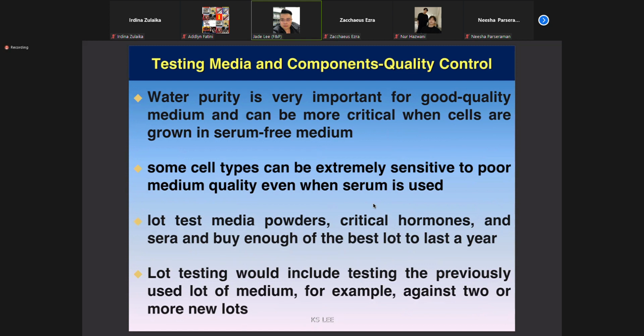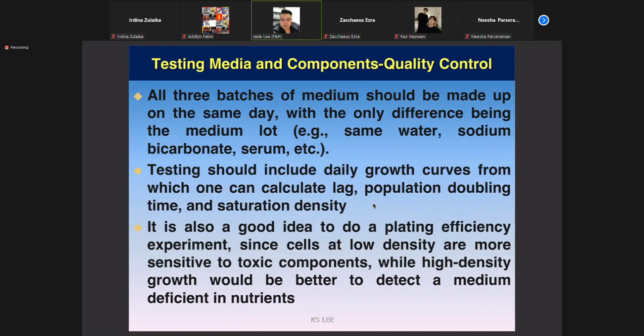Lot testing would include testing the previously used lots of the media, for example, against two or more new lots. This is very important to make sure that the media and the components can be controlled in terms of quality. All three batches of the media should also be made on the same day, with the only difference being the media, using the same water, sodium bicarbonate and so on. The testing should include a daily growth curve from which one can calculate the lag phase, population doubling time, the exponential phase and the saturation density.